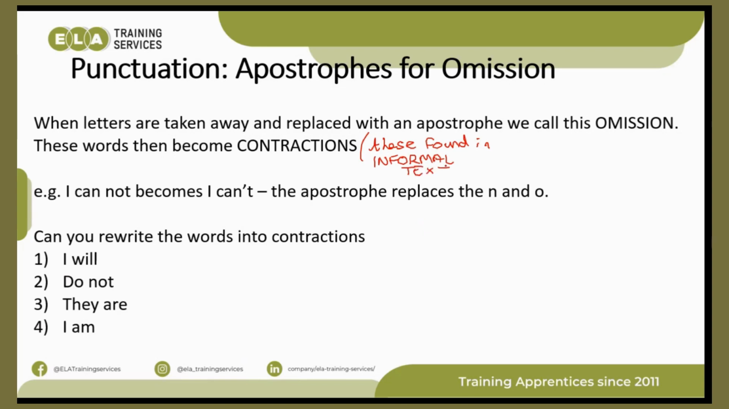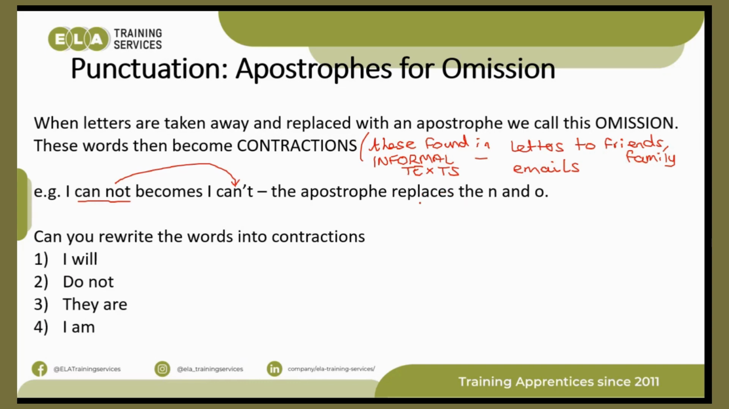So, for example, letters to friends, family, might be emails, things like that. A contraction is when a word is shortened and then replaced with an apostrophe. So, for example, I cannot becomes I can't, and the apostrophe replaces the N and the O.